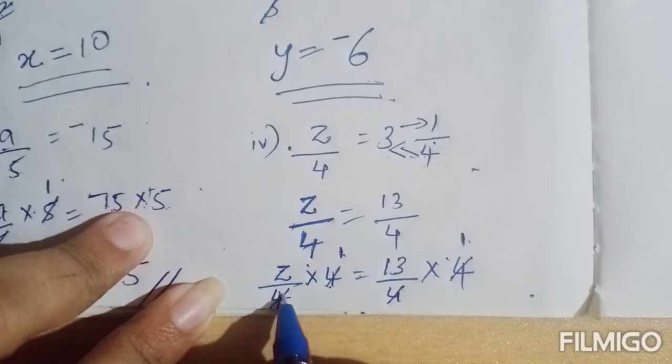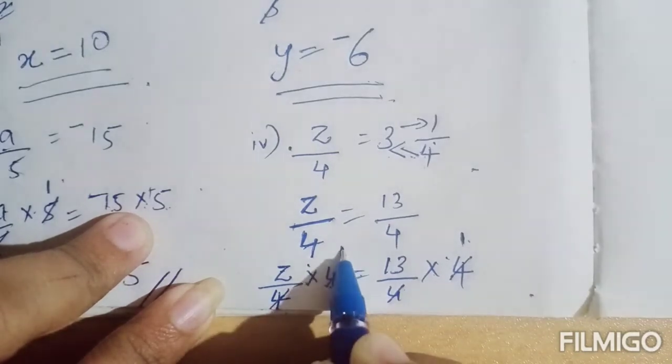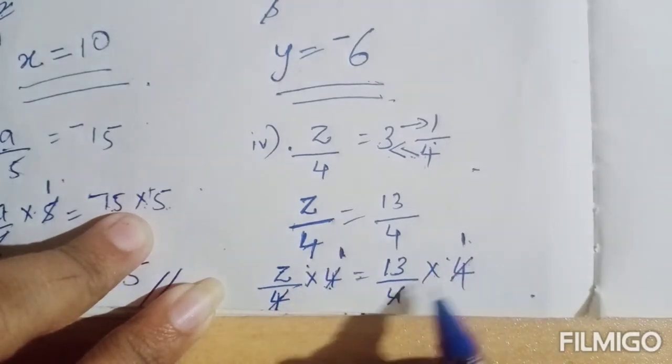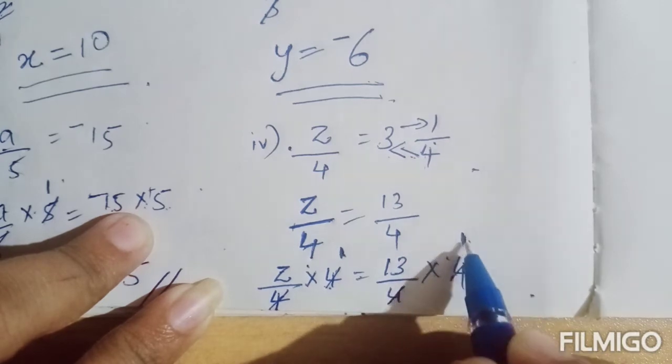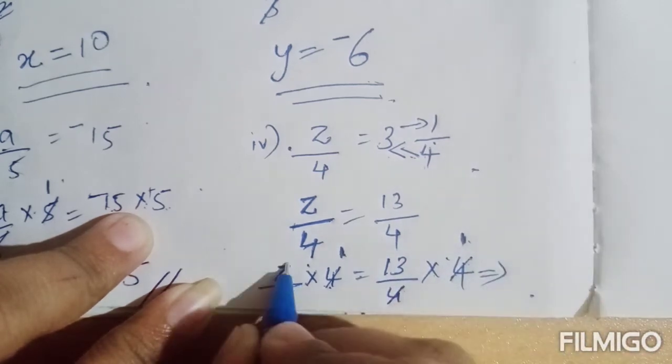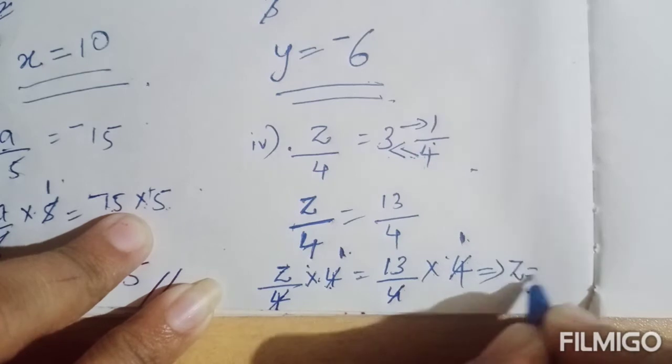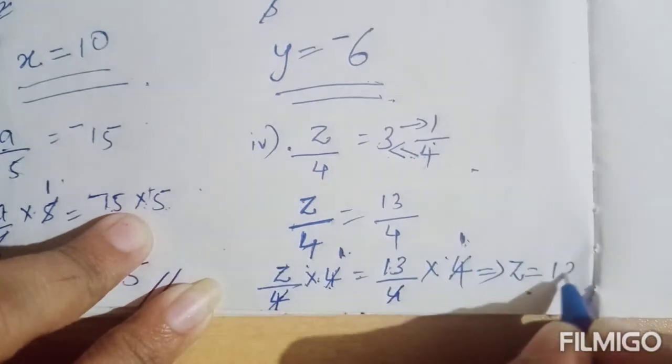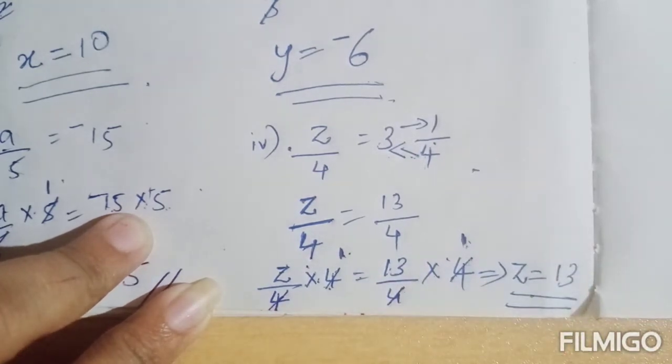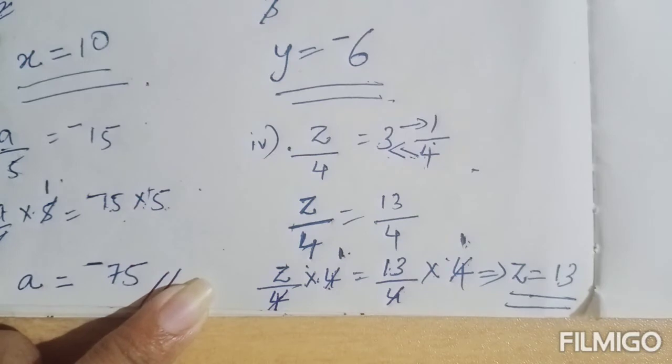This 4 and 4 you can cancel, it will be 1. Similarly in the right side also, 4 by 4 it is 1. So what you will get? Z into 1, Z equal to 13 into 1, 13. Z equal to 13 will be the answer. Okay, do the fifth one and sixth one as homework.